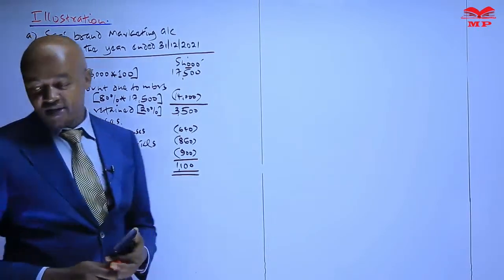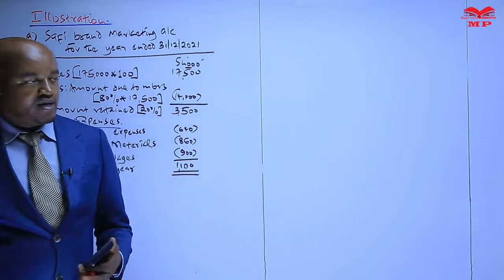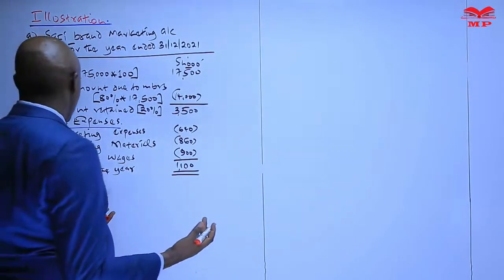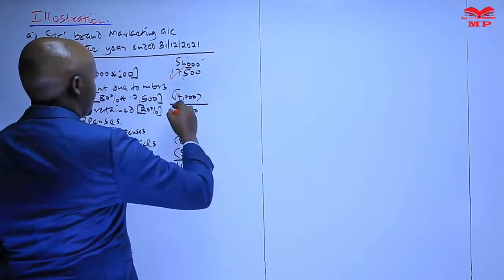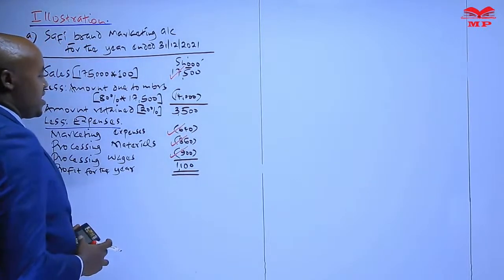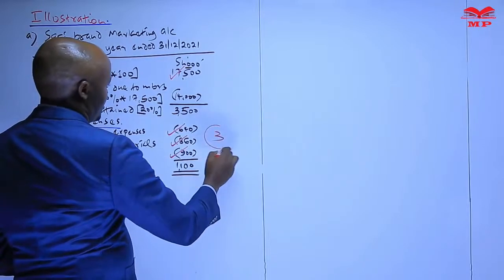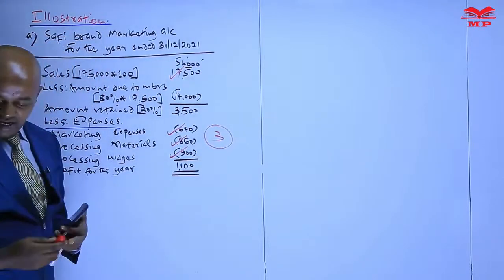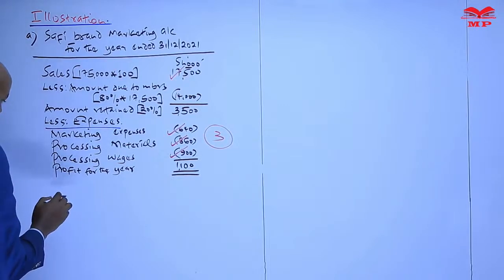So basically that's what the examiner was requiring there, and you can see how many marks were allocated there. The marks allocated were 3. So for recording these particular items here, the sales and these particular expenses, you had to get those 3 marks. So let's move to part B of that particular question.